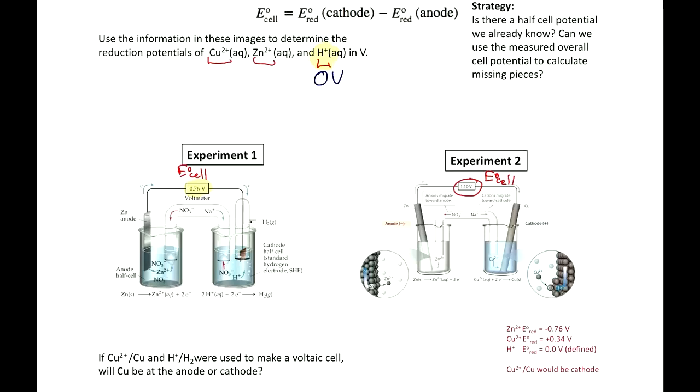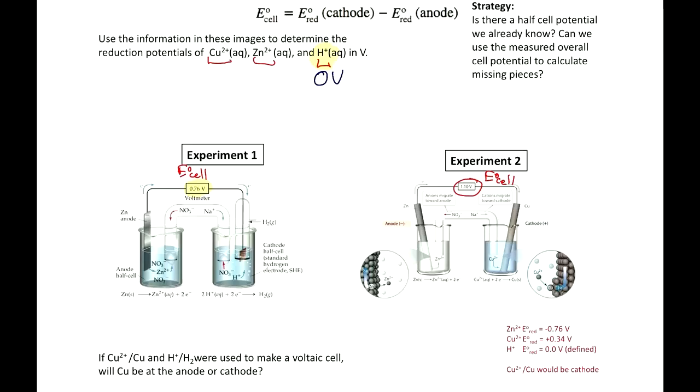Because what we are going to use here is the equation that the cell potential is equal to the reduction potential of the cathode minus the anode. So if we simply look at these experiments, we'll do them one at a time, and locate which side is our anode, which side is our cathode, we'll be able to determine what that missing piece is.